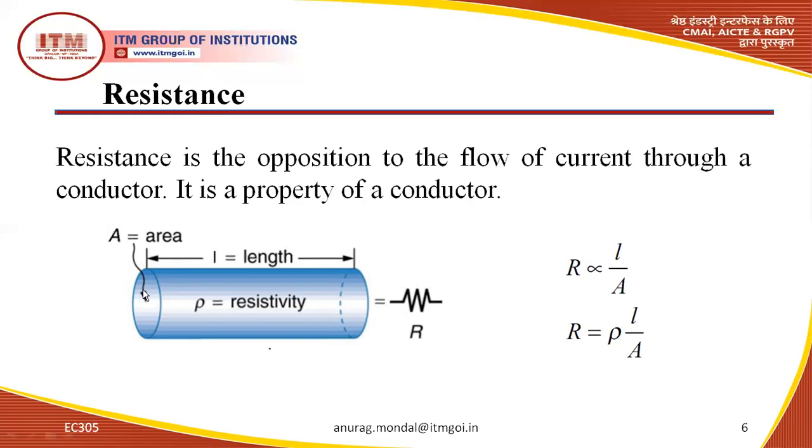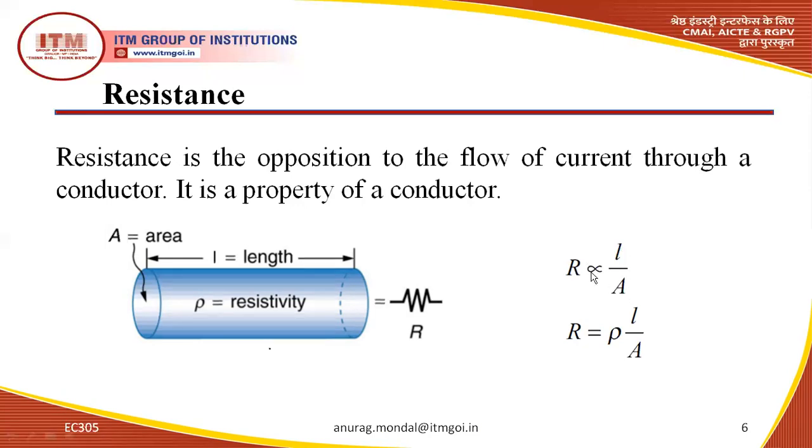But contradictory to that, we have the cross-sectional area, and that is A. We have R inversely proportional to A. This means if A increases, then R will decrease, and if A decreases, R will increase. So R depends upon this L and A.